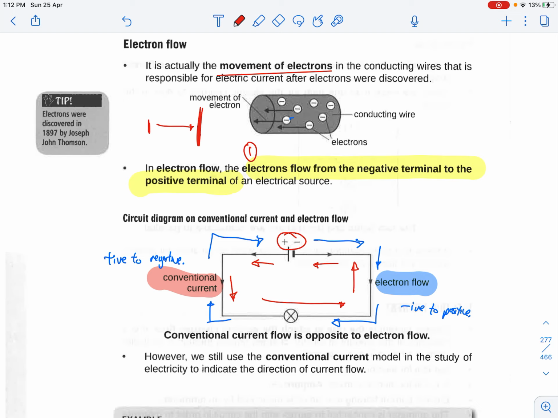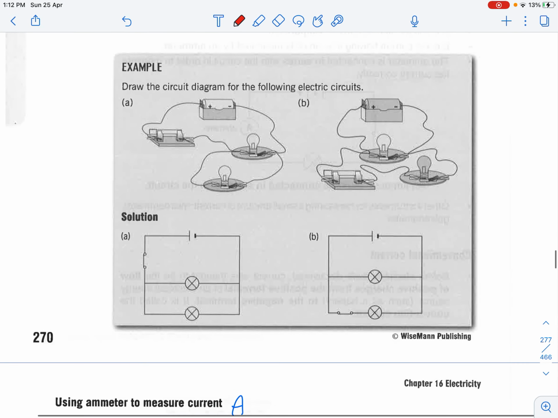On the other hand, conventional current is from the positive terminal moving to the negative terminal, which is the one in red. In the exam, they may ask you to label the direction in terms of whether it is conventional current or electron flow. In our studies, we usually use conventional current to explain most of our stuff.